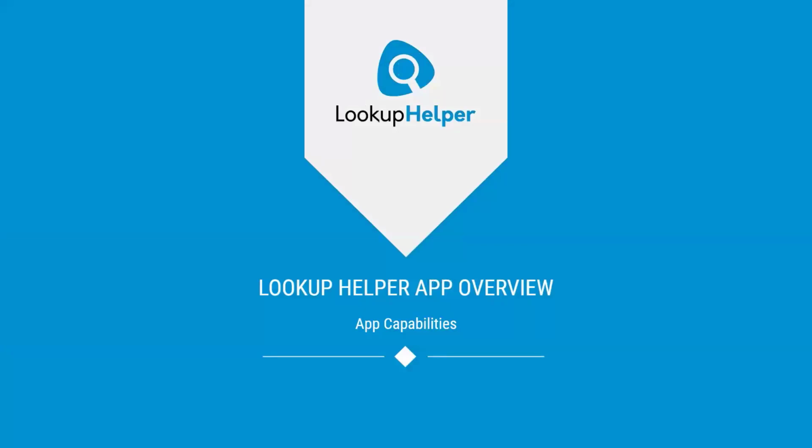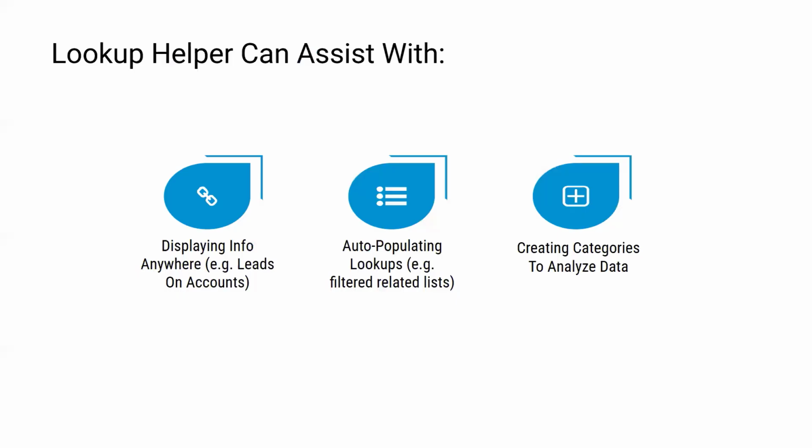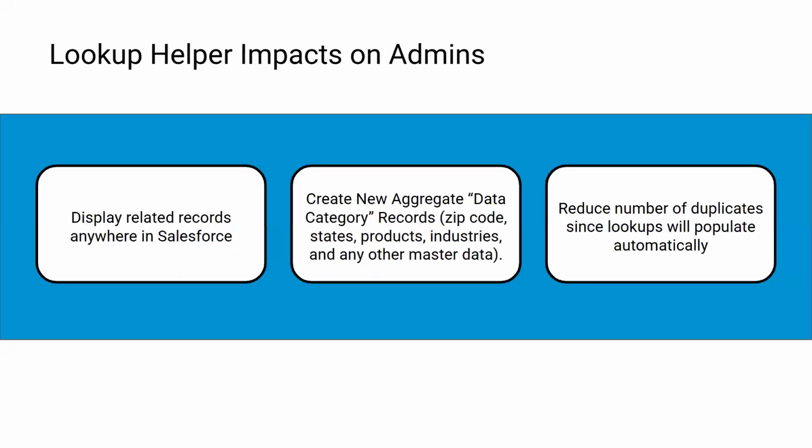Similarly, lookups in Salesforce are great for relating records in your org, but it can be time-consuming to manually relate records. With Lookup Helper, you can display related records anywhere in Salesforce automatically. You can group data by any category, such as zip code, territory, region, or account. Your users will be able to easily find relevant information, as Lookup Helper leverages standard Salesforce related lists and lookup hover over capabilities. Lookup Helper can assist admins by displaying related records anywhere in Salesforce.